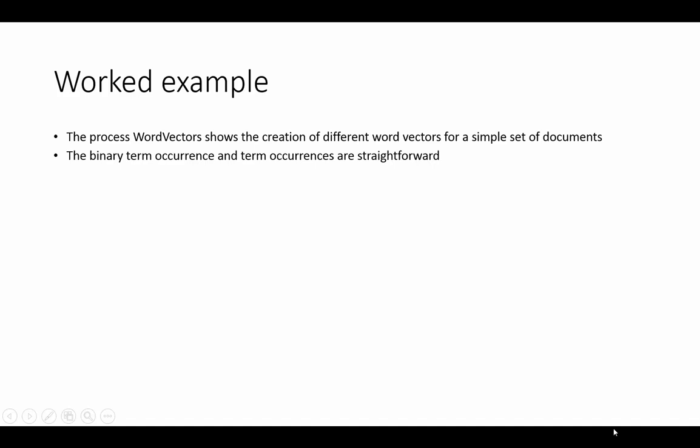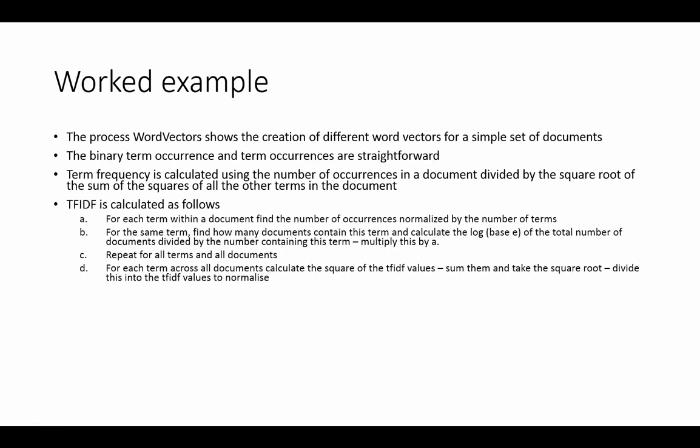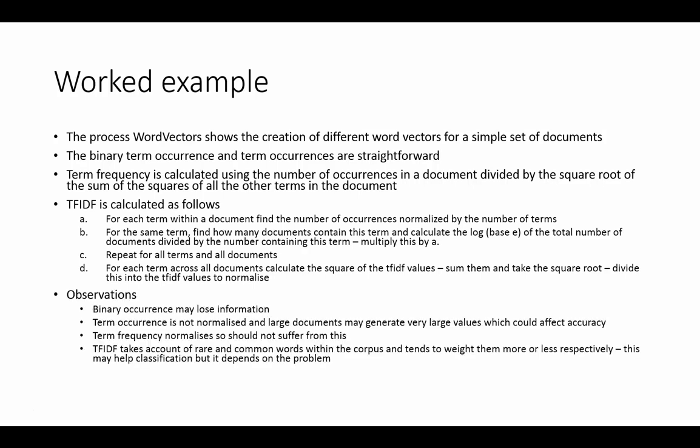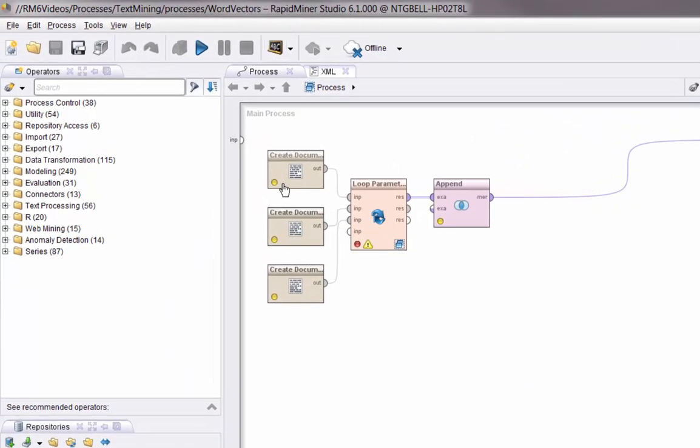So this is the crib sheet that I'll follow when we bring up the RapidMiner process. We'll simply go through the different types of methods of creating the word vectors, and these words here really just give us the detail. So what I'll do is I'll bring up RapidMiner and just work through these notes. So here's the process. It's called word vectors. It's very straightforward.